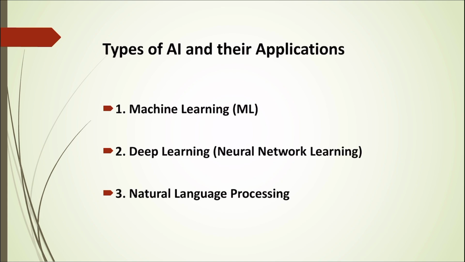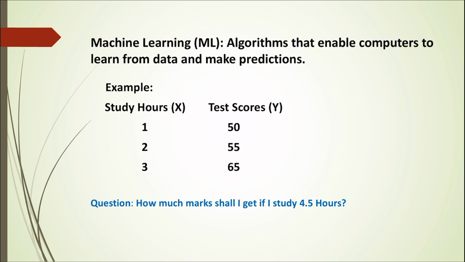Let's talk about the first type of AI, that is machine learning. Machine learning represents algorithms that enable computers to learn from data and make predictions. Let's understand this concept through a very basic example. This example involves two variables x and y, where x represents the study hours and y represents the test scores. Here x is taken as the independent variable and y is taken as the dependent variable.